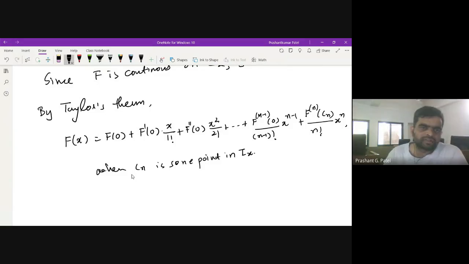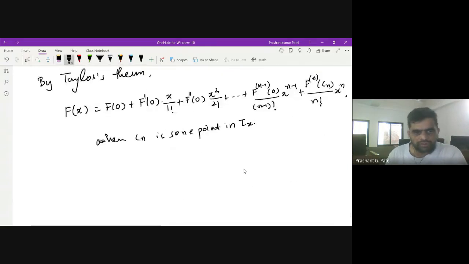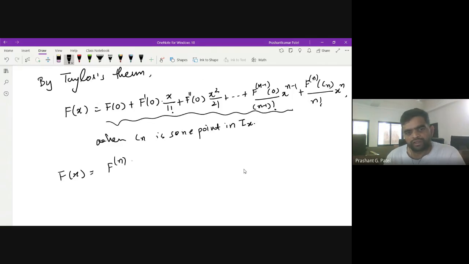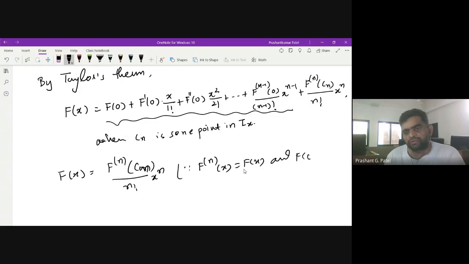Now what we have observed is that f of 0 is 0, and due to this, the nth derivative of f at 0 is also 0, because the nth derivative of f is itself. So all the derivatives at the point 0 give me 0 value due to f of 0 being 0. So ultimately what we got from this is f of x is equal to f of 0, which is 0, f dash of 0 is 0, f triple dash of 0 is 0. So all these terms are 0. Only the last term remains, that is equal to f n at Cn upon n factorial times x power n, due to the nth derivative of f being f itself.